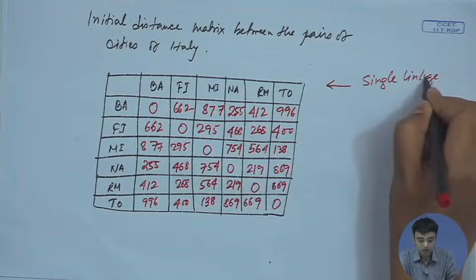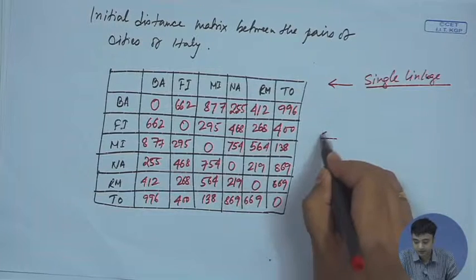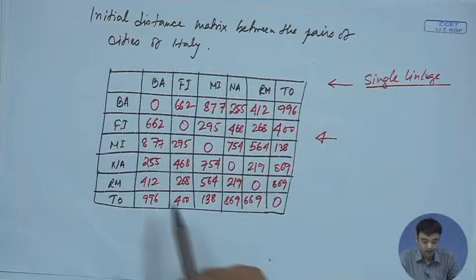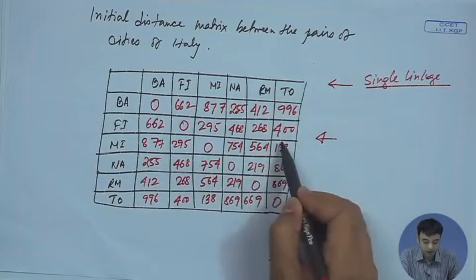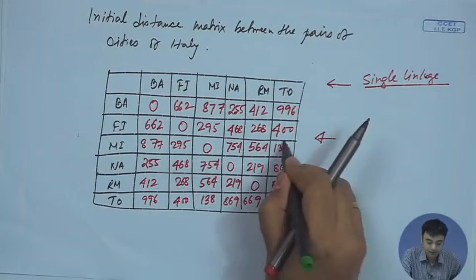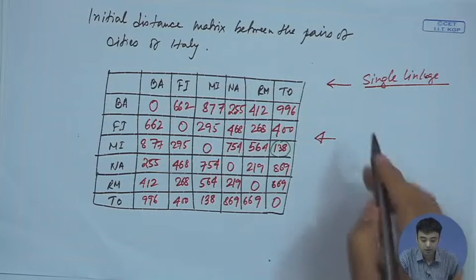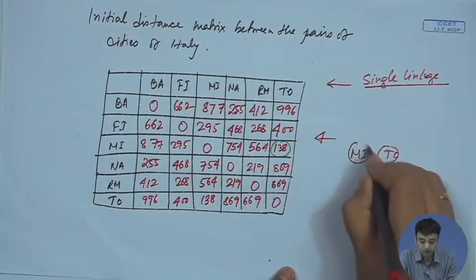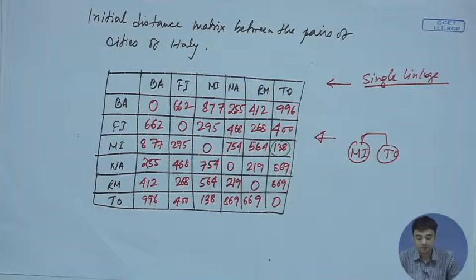So, if you use the measure of single linkage, then the first two candidates that should get merged, the most similar pair, if you see here, the minimum distance is between Milan and Turin. This is 138 kilometers only, which is the smallest. So, the first two nodes that get joined are Milan and Turin. These are the most similar nodes, they get joined in the first iteration.